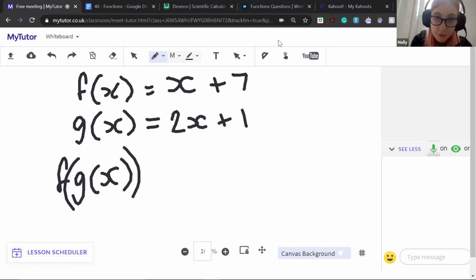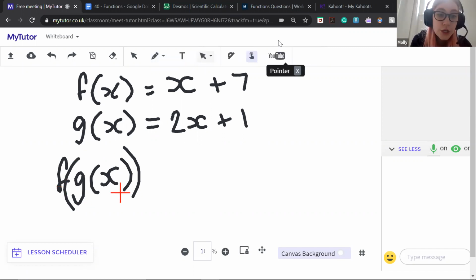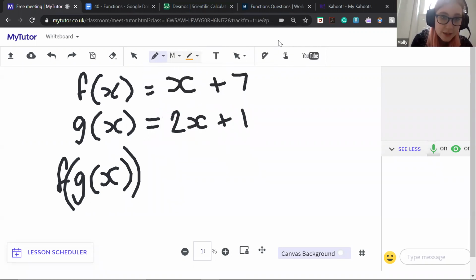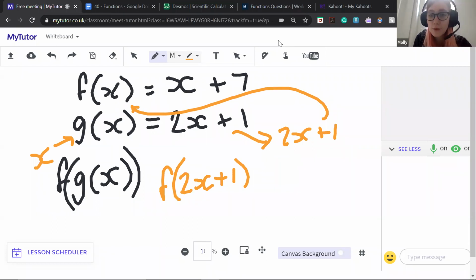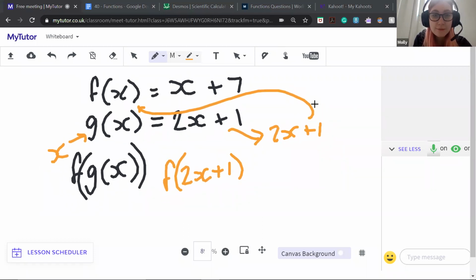So you see what this means: if we keep it with the brackets here, you do g of x, take that output, and pop it into f of x. So let's see this through. We take x and we pop it into g. What do we get out? We get out 2x plus 1. So then we pop that into f. So what this question is actually asking is, what is f of 2x plus 1? So this is just like what we've been doing before.